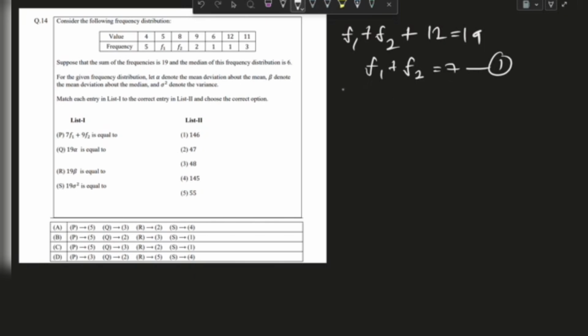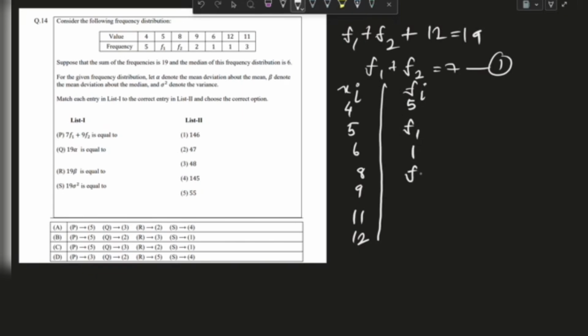Now what I will do is I will just draw the table, because I guess we need to calculate the cumulative frequencies. So xi, we have to arrange these in ascending order. So this is 4, this is 5, this is 6, 8, 9, 11 and 12. Now here we will write down the frequencies. This is 5, this is f1, this is 1, this is f2, this is 2, this is 3, and this is 1.